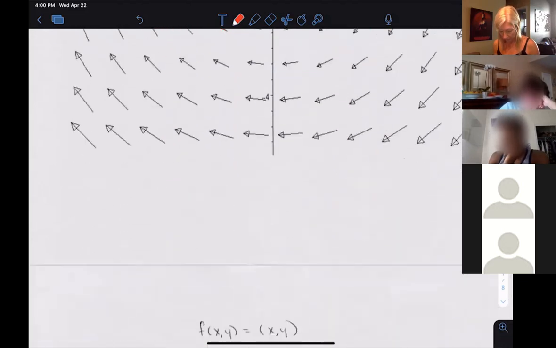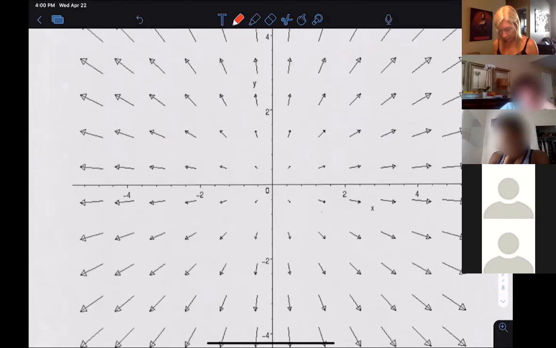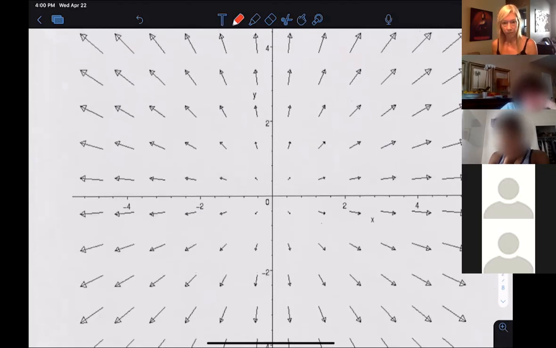Okay, what about this one? Wouldn't it be conservative? Why do you say that? Because if you were to hypothetically draw a circle around the vector field, you would notice that the tangent lines would be perpendicular to the vector field lines at all the points on the curve.